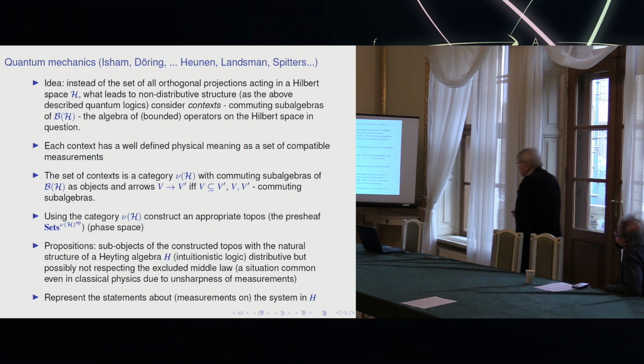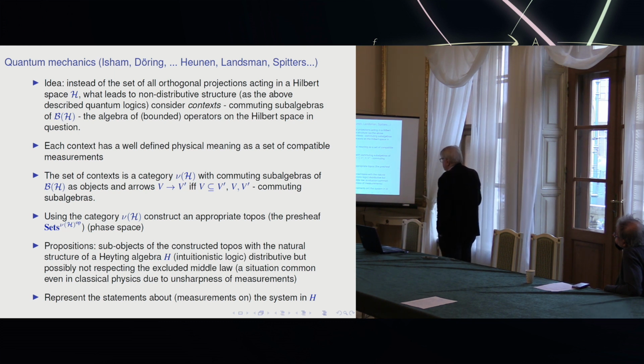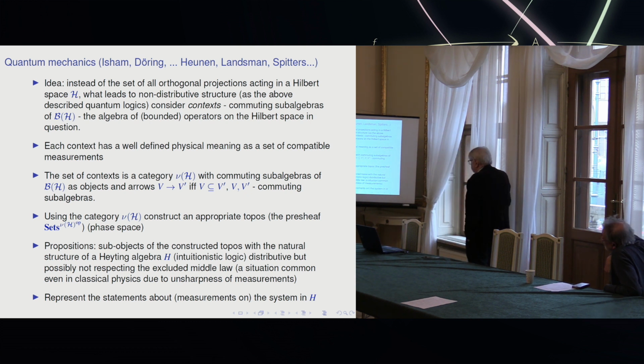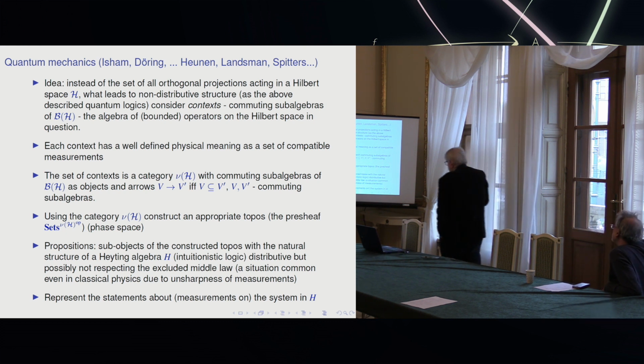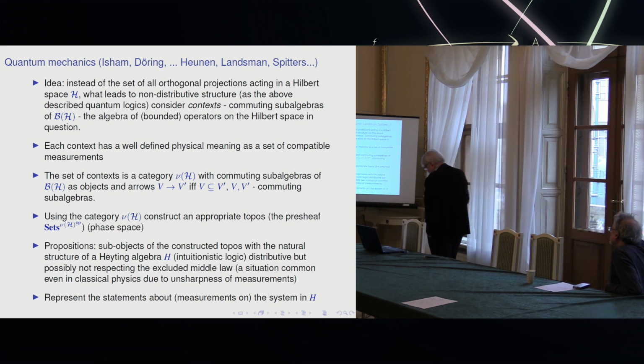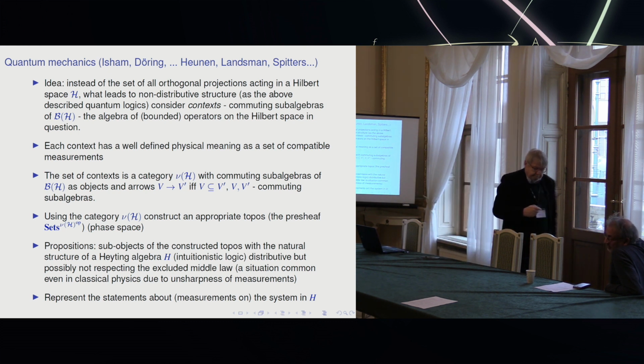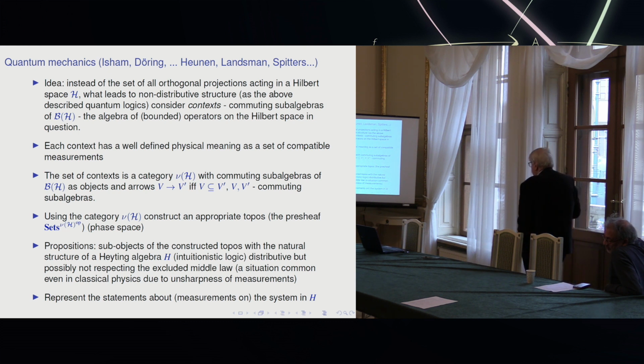Yes, and as it is written here, this context has a well-defined physical meaning as a set of compatible measurements. This set of contexts is a category. It can be treated as a category when the commuting subalgebras are objects and the arrows are defined by inclusion. Okay. Obviously, this is also a partially ordered set.